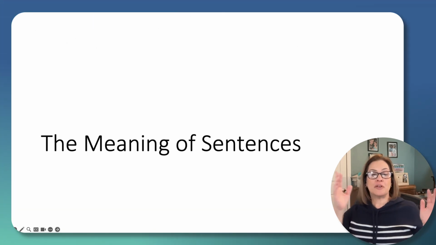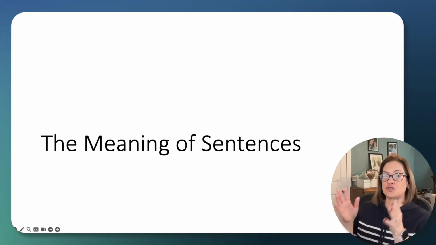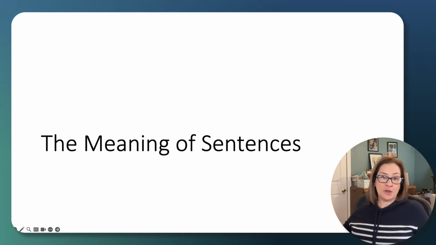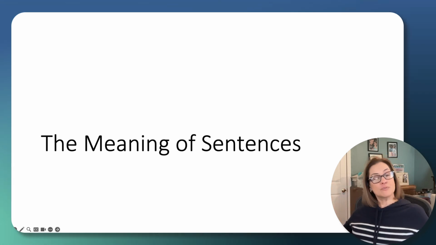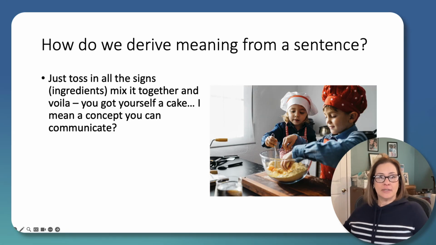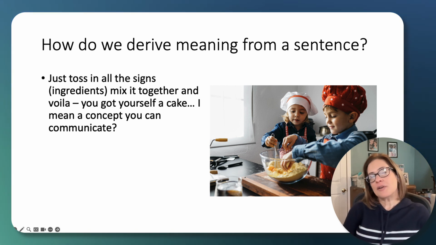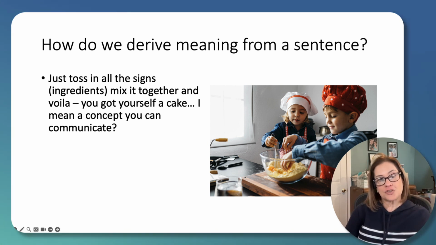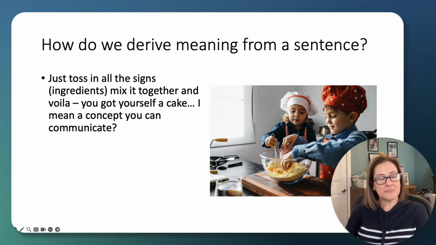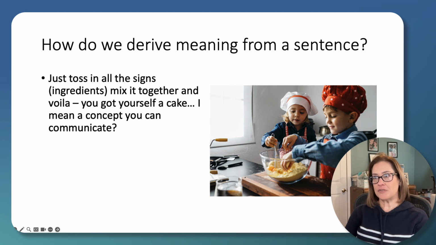So moving from words and signs to whole sentences and their meanings, or chapter 22. So how do we derive meaning from a sentence? Just toss in all the signs and mix it together and voila, you got yourself a cake. I mean, a concept you can communicate. And this is actually very true.